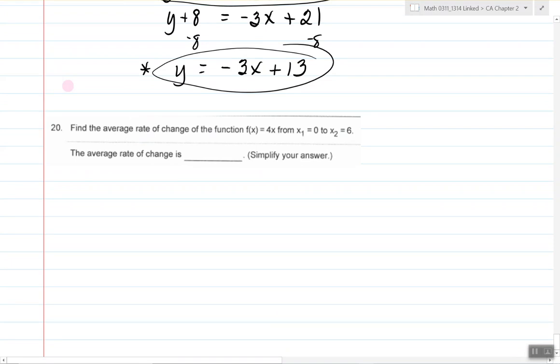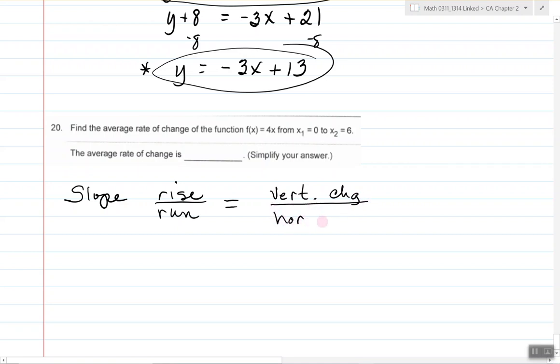This is just to tie a different concept to the idea of slope. Slope describes rise over run. It also could be described as the vertical change between 2 points compared to the horizontal change between 2 points. The average rate of change is the slope. So slope can be called the average rate of change.